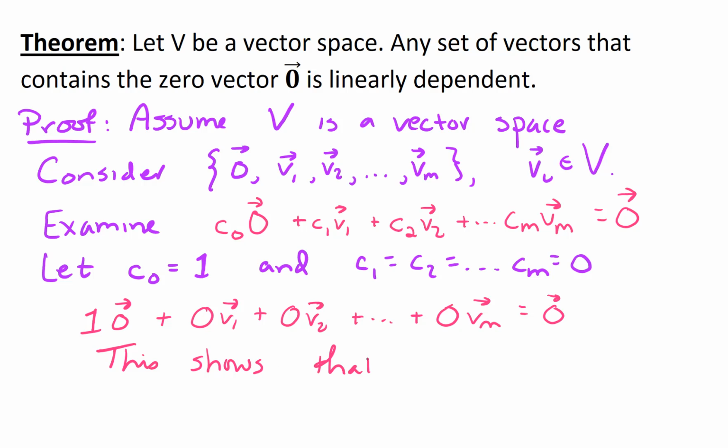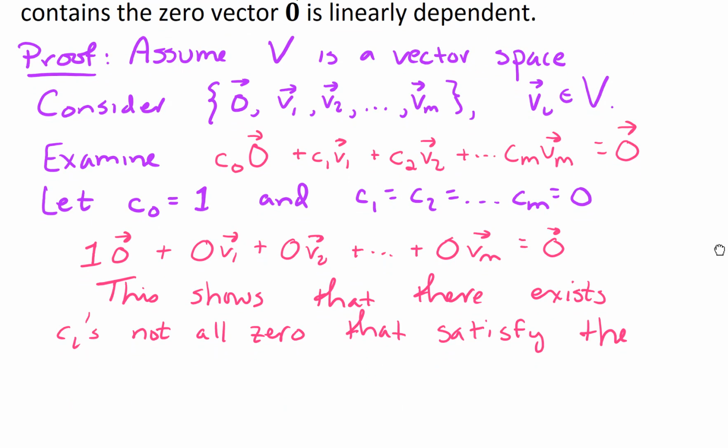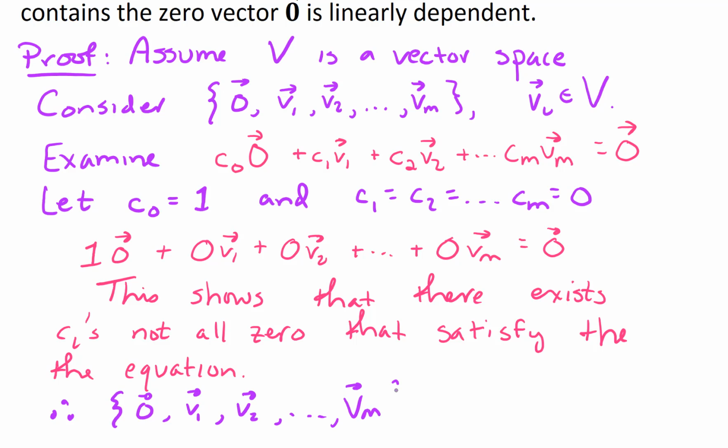And so this shows that there exist C sub i's not all zero that satisfy the equation. Namely, if we let C naught be 1, that certainly satisfies the equation. And at this point, we can conclude that by definition of linear dependence, this shows that the set is linearly dependent. So therefore, our set of vectors 0, v1, v2, etc., is a linearly dependent set.